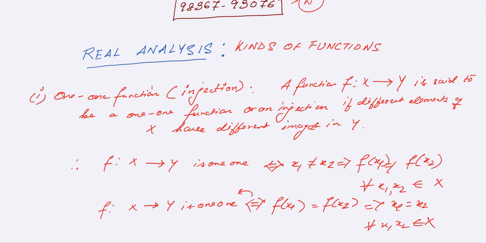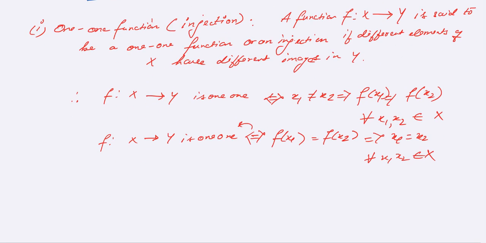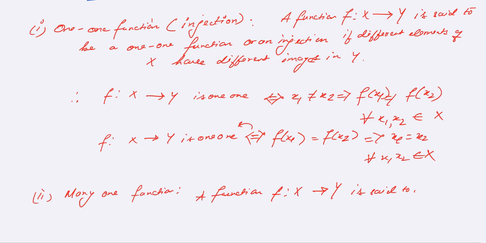Okay, so let's move ahead. We'll go to number 2, which is the many-one function. A function f from X to Y is said to be many-one. Many people say one-one or many-one. I just say many-one functions.